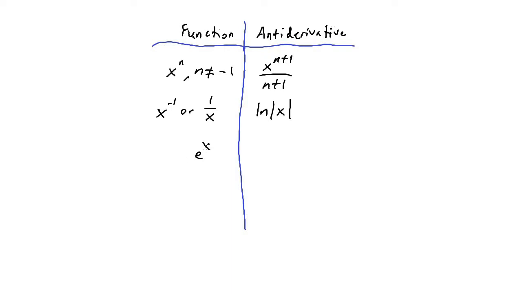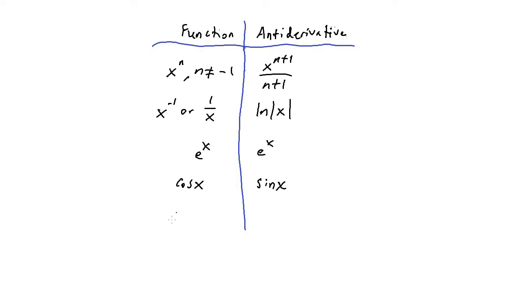Now the next function we have is e to the x. Well, remember the derivative of e to the x is e to the x, so the antiderivative of e to the x is also e to the x. So this one's pretty easy to memorize. Now the next function here is going to be cosine of x. Well, what do we take the derivative of to get cosine of x? Well, we took the derivative of sine of x to get to cosine x, so the antiderivative of cosine x is going to be sine of x.